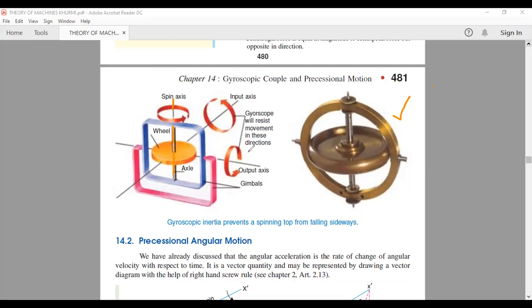Next, two gimbals. Gimbal is the support for the gyroscope. So gimbals are on the spin axis and the main axis, and this gyroscope will resist movement in these directions also. So this is the gyroscope. The disc is rotating in the anti-clockwise direction, referred to the spin axis. Whether it is rotating in the clockwise or anti-clockwise direction, we are going to discuss the balancing of this gyroscope.